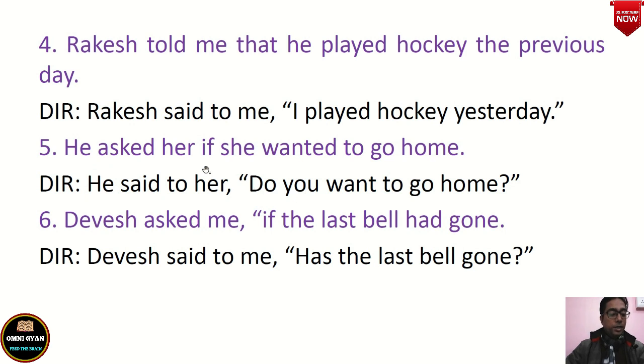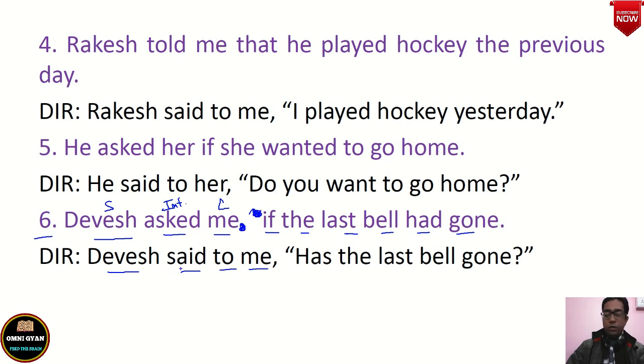Next, number 6. Devesh asked me. Again, there is a speaker, there is a listener. Devesh and there is asked also. This is for interrogative. Devesh asked me. I made a mistake here by putting comma in inverted comma. Devesh asked me if the last bell had gone. ठीक है, तो आप खुद देवेश हैं. Devesh said to me this much.